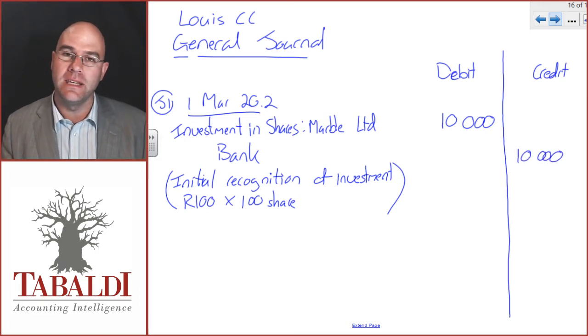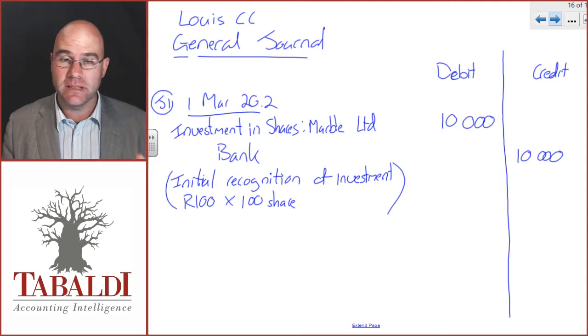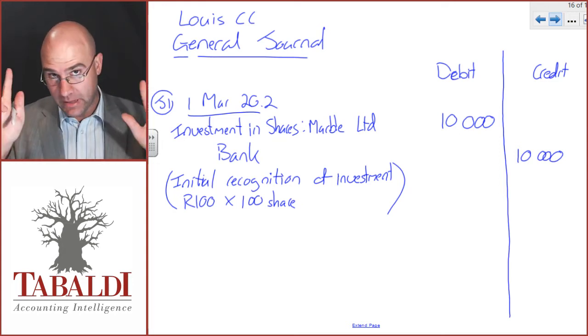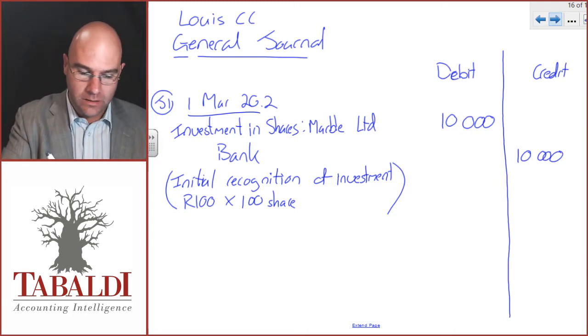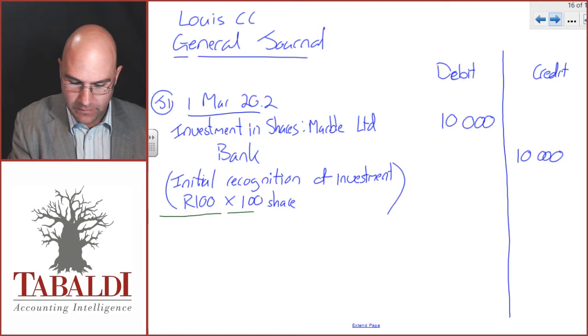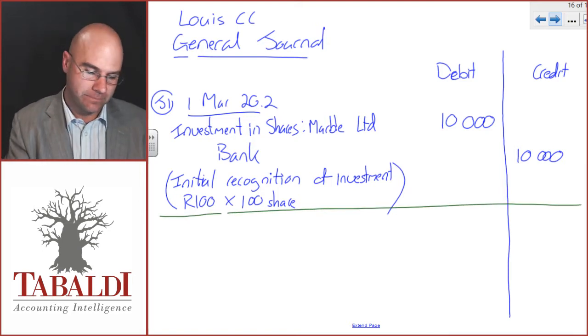Okay, so I've made the financial asset bigger, I've debited it, and I've made the other financial asset, actually, bank, the cash balance, smaller by crediting it. Okay, I put a little line underneath. That is Journal 1 done.